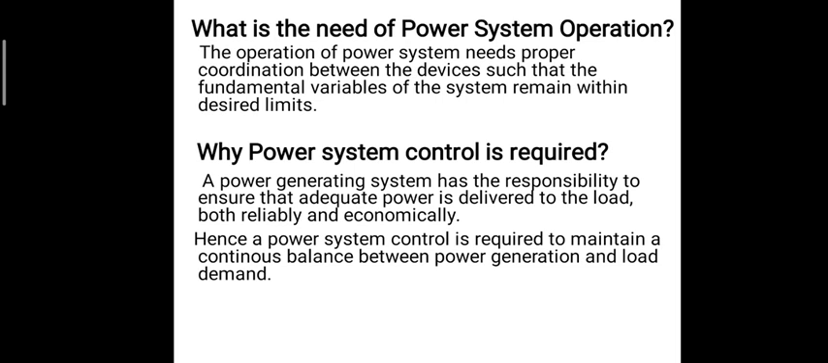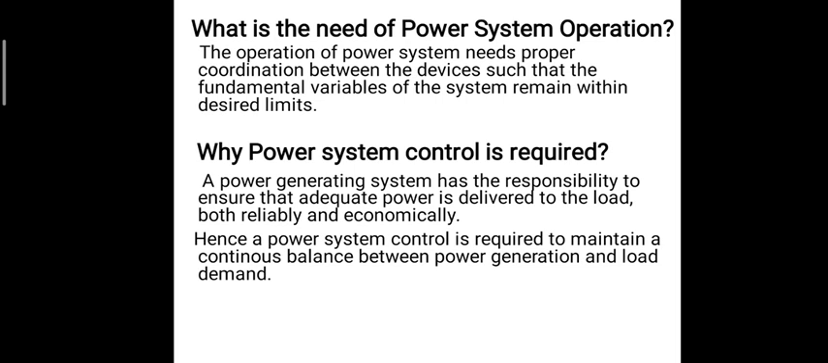What are the fundamental variables? That is, system variables. There are three types of system variables. Control variables, that is PG and QG, which are nothing but real power and reactive power generation. Second is disturbance variables, that is PD and QD, which are real power demand and reactive power demand. And the final one is state variables, that is V and delta. These three come under the system variables.